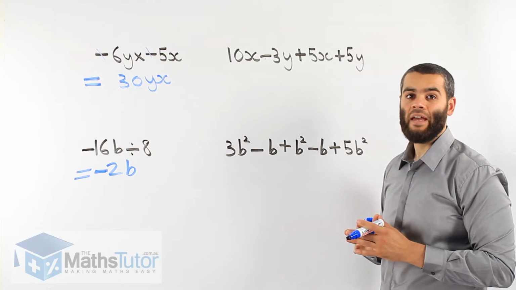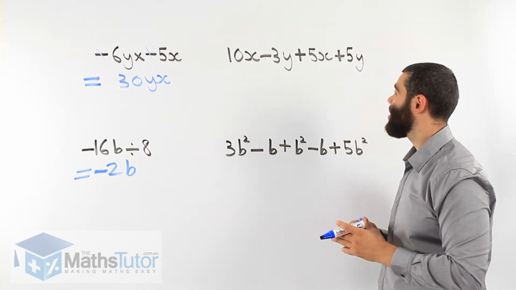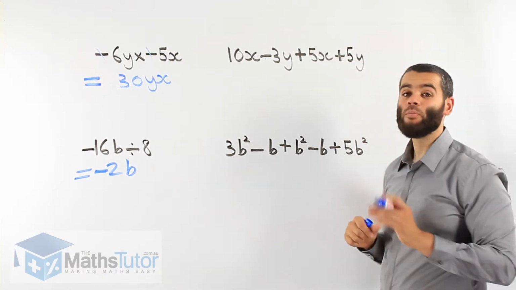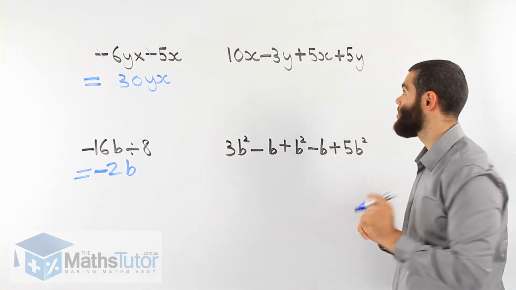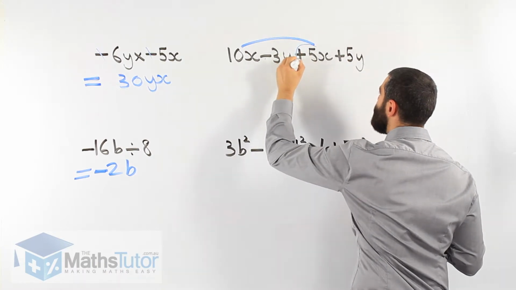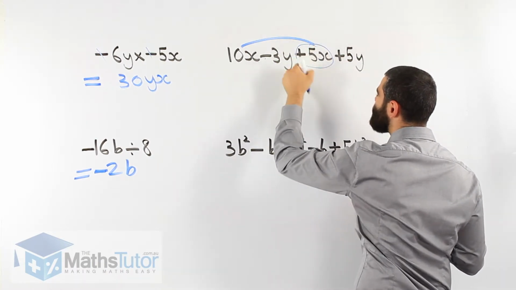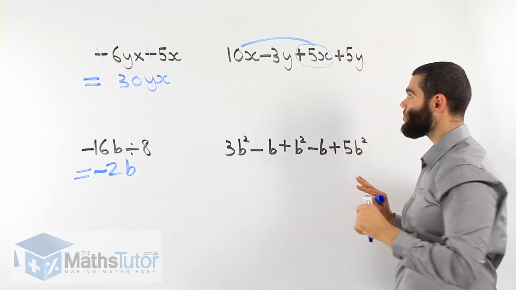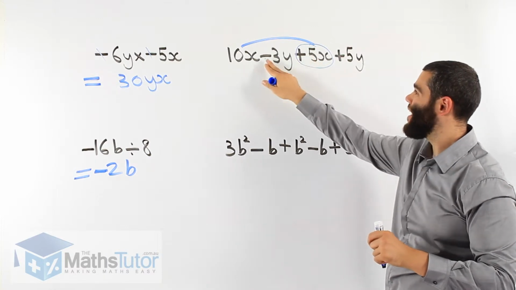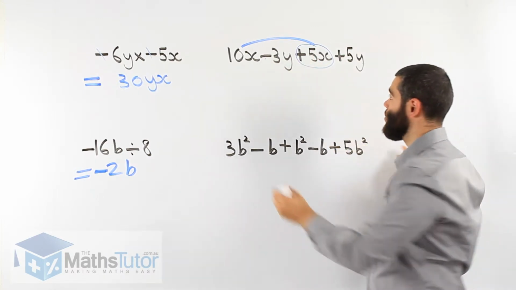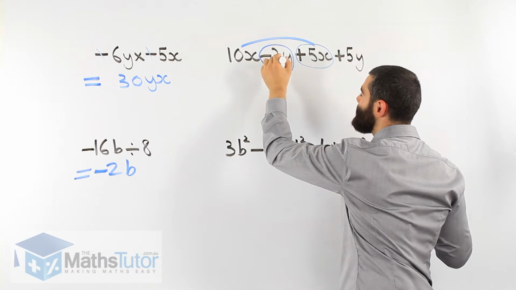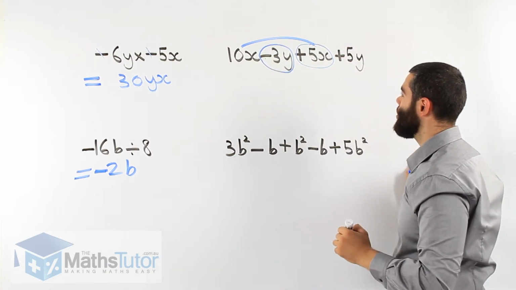Here, 10x minus 3y plus 5x plus 5y. We've got to be careful. This is addition and subtraction. We look for like terms. Well, we have 10x and we have 5x. And we remember the sign that belongs to the 5x is the one that comes before it. So this symbol, the plus, belongs to the 5x. That minus, who does it belong to? The 3y. The sign belongs to the number or the pronumeral on its right.